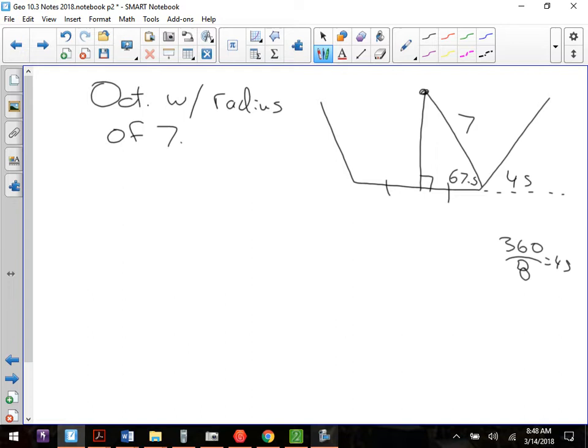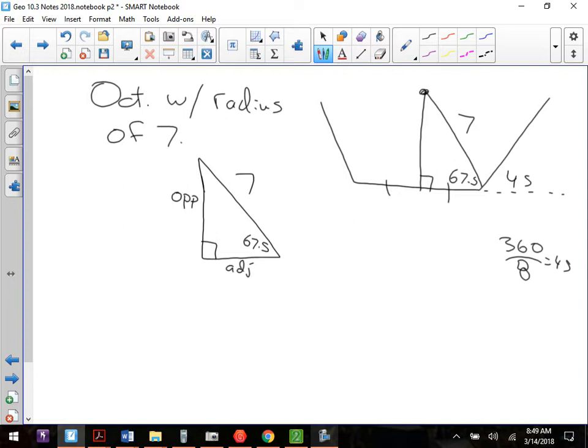Good. Now, here's where I'm going to suggest that you guys do something a little bit extra. Just draw the triangle you have. Right now, you have a triangle with a 7 for a hypotenuse and a 67.5 for the angle. You need to solve for your opposite, and you need to solve for your adjacent using the hypotenuse.